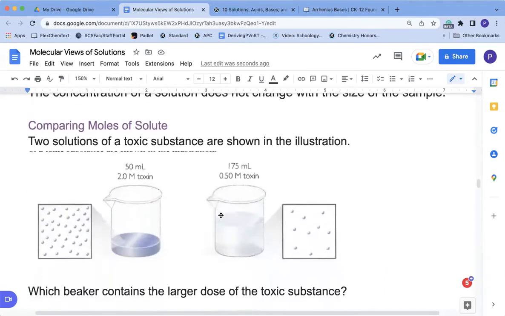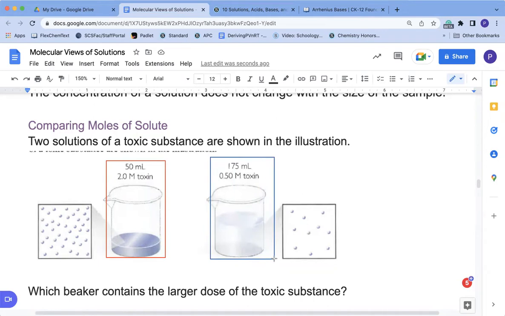So here is an important example that we will work out together. I have 50 milliliters of a 2 moles per liter solution of toxin. But I have over here a different solution and a different amount. Now, the cartoons that you see on either side would indicate, hey, if you have a higher concentration per unit of volume represented by this square, you're going to pack in more of that toxin.